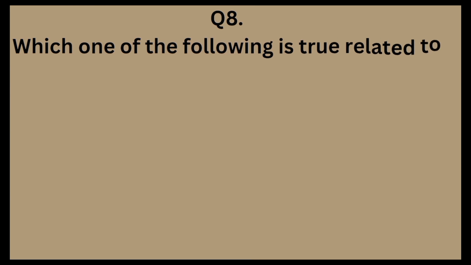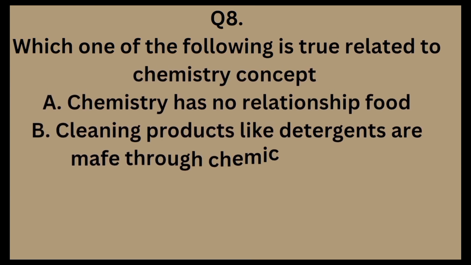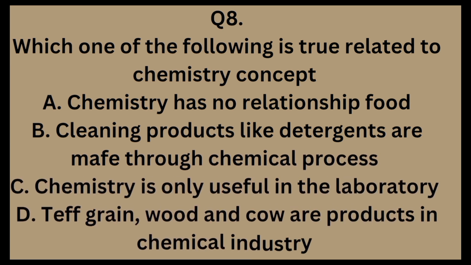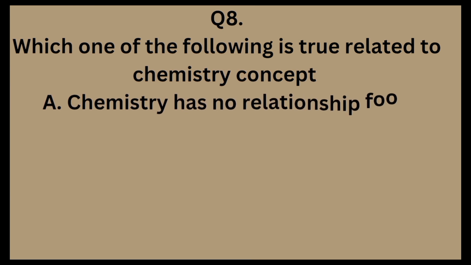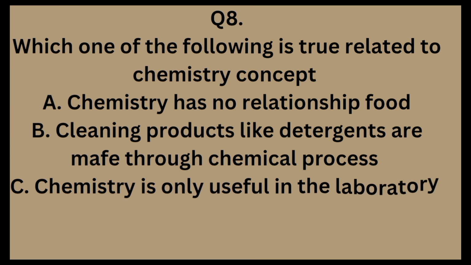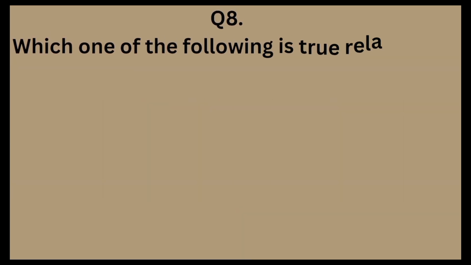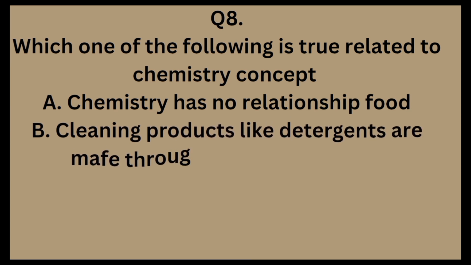Question 8. Which one of the following is true related to chemistry concepts? A. Chemistry has no relation to food. B. Cleaning products like detergents are made through chemical processes. C. Chemistry is only useful in the laboratory. D. Teff grain, wood, and cow are products in the chemical industry. From this question, let's take each alternative and understand it, then choose the best answer.